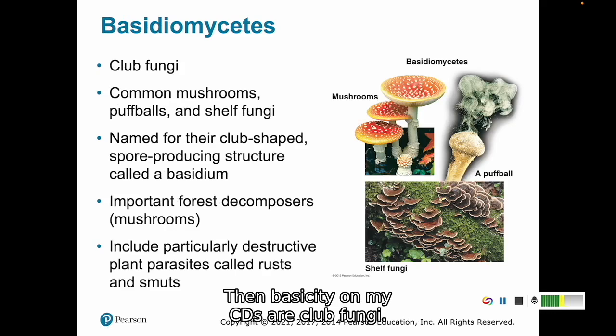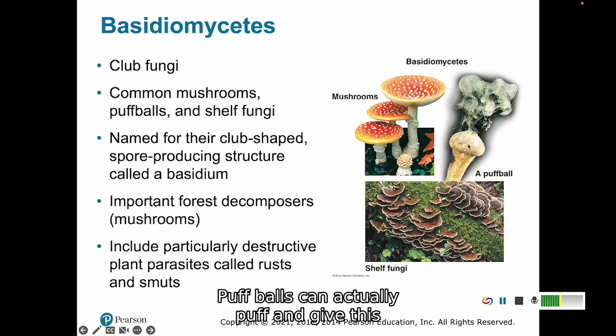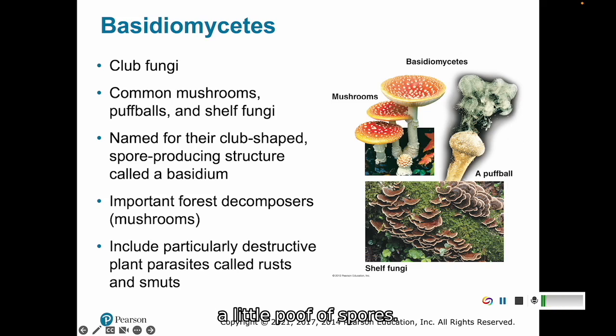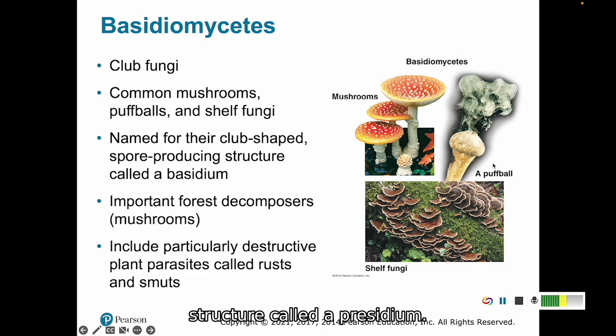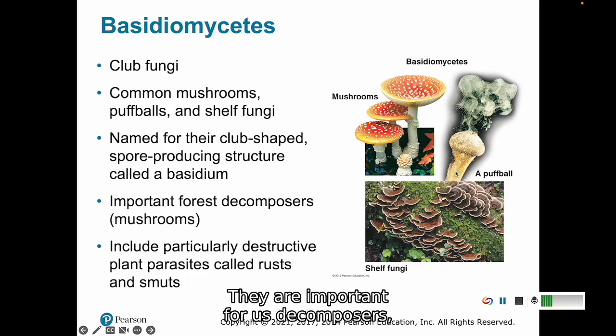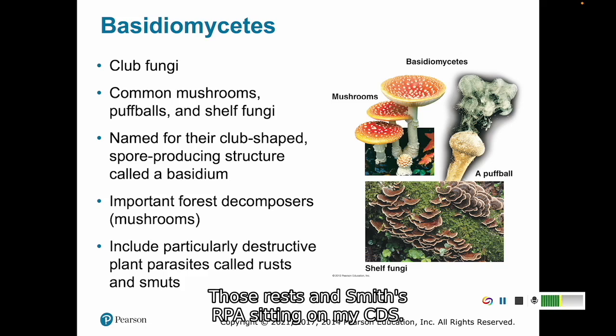Then basidiomycetes are club fungi. These are mushrooms. That's what you're going to think of when you think of basidiomycetes. They're also puffballs. Puffballs can actually puff and give this little poof of spores. And shelf fungi. They're named because they have this club-shaped structure called a basidium. They're important forest decomposers, and they also include some destructive plant parasites. Those rusts and smuts are basidiomycetes.